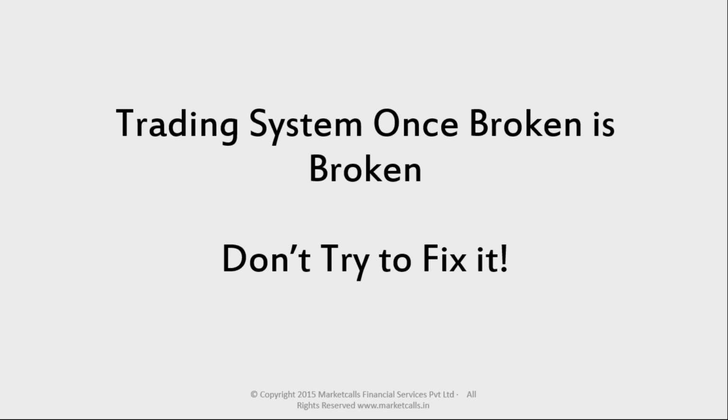Let's say you are backtesting a trading system and that trading system had given a 30% drawdown. And since it has already made a 30% drawdown, from there you are expecting a reversal. Don't ever try to attempt such a trading system, because most of the time a trading system once broken is broken. It's not working because the nature of the system itself has gone now. There is no point of trading such systems.